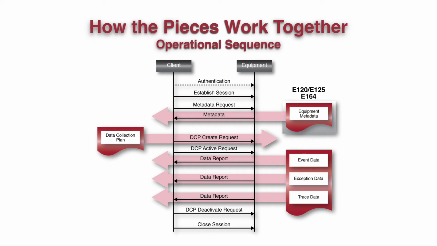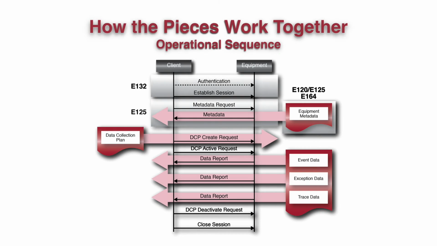So if you look on this ladder diagram, it's actually a little bit oversimplified because unlike this picture where you have one equipment and one client, you could actually have multiple clients doing exactly the same thing independently. But for simplicity, we've just shown one here. So the first step is to establish a session with the equipment using the E132 set of services. Once you've done that, then you can actually request the equipment to upload the entire contents of the model to you, and these are specified by the E120, E125, and E164 standards. Once you have that model, then you know exactly what's possible to be collected from the equipment.